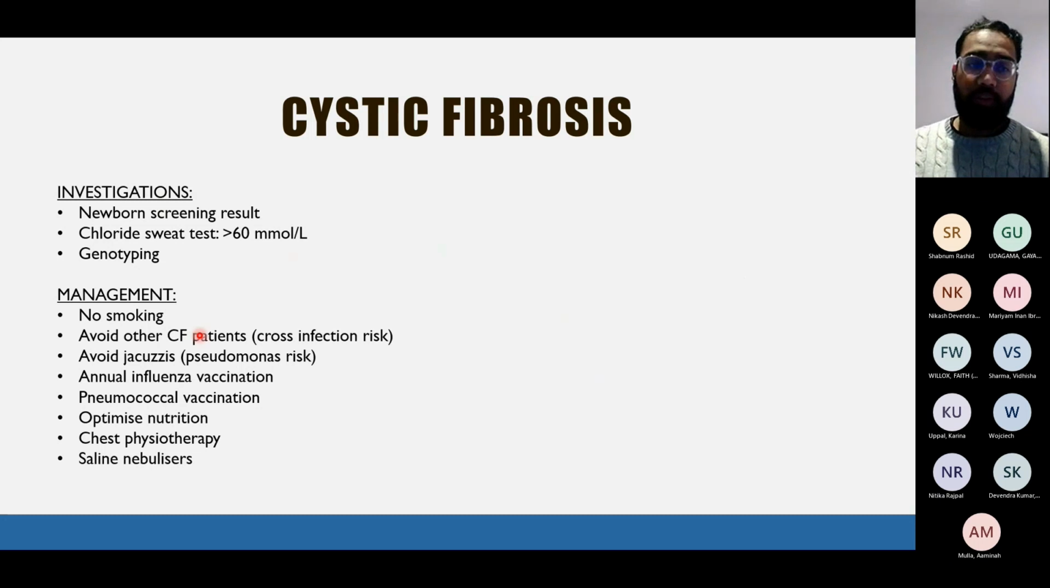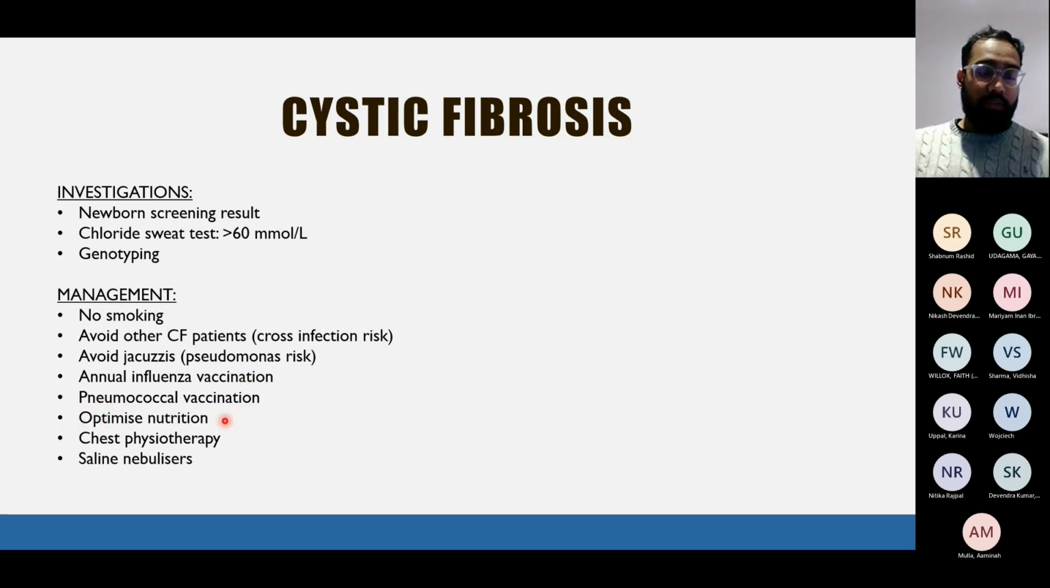Because they are so infection prone, you're advised to avoid other cystic fibrosis patients because they can pass infections between each other. If you put two high-risk patients in the same room, they might cross-contaminate each other. And then avoid jacuzzis. It might seem like a strange one at first, but Pseudomonas species love to colonize jacuzzis. And if a CF patient gets Pseudomonas, it's very bad because Pseudomonas pneumonia is quite nasty. And then same as our COPD patients, because they're high risk for infections, we give them vaccinations. So annual influenza ones and also pneumococcal protection.